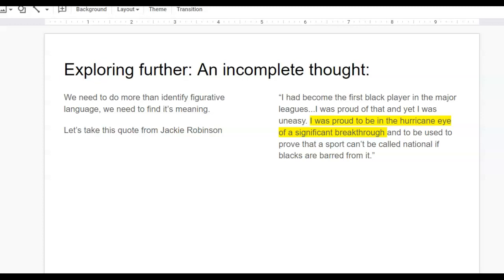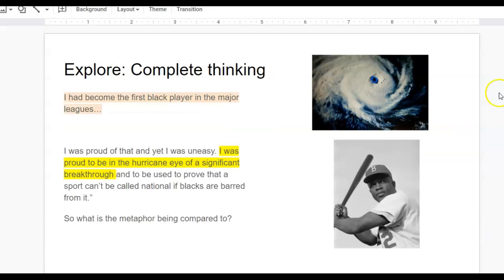So I have the simile highlighted for you, right? Okay. Not the simile, I'm sorry. It's personification. Robinson isn't literally in the eye of a hurricane. That would be crazy. Now, if you don't know what the eye of a hurricane is, or an eye of a storm, I think I have a picture of it. Right here. This is the eye of the storm. Inside the eye of the storm, it's very calm, but on the outside, it's very powerful.